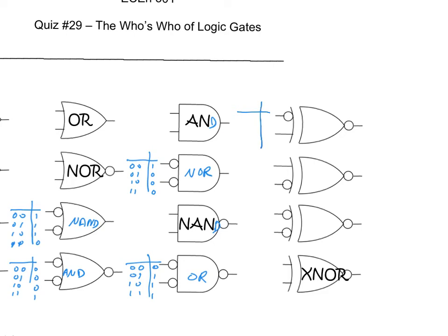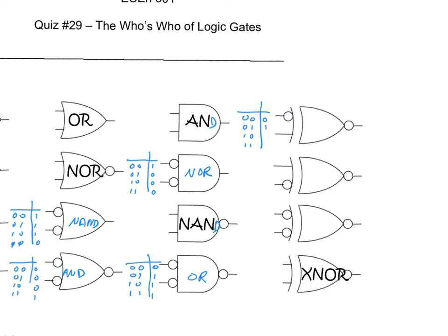Isn't this fun? 0, 0, 0, 1, 1, 0, 1, 1. All right, so 0, 0, we NOT the first one, we get a 1, 0. We XOR that, we get a 1, and NOT it, we get a 0. 0, 1 becomes 1, 1. We XOR that together, and we get a 0, and then we NOT it, we get a 1.